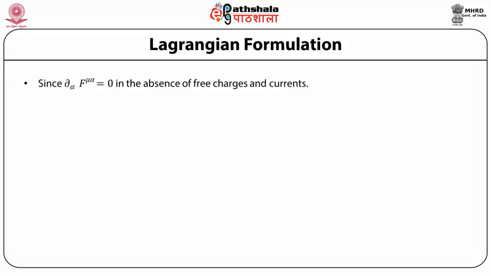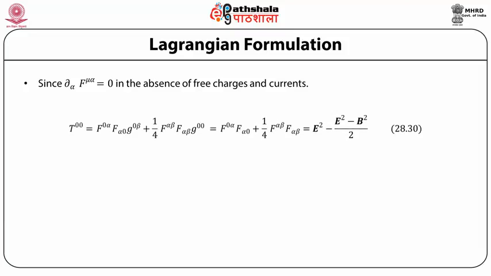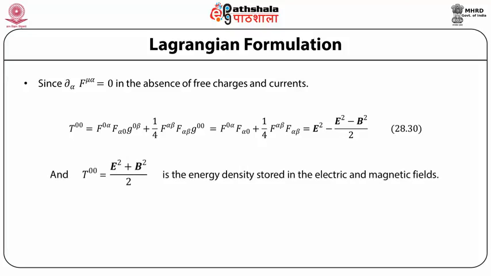Since del alpha F mu alpha is equal to 0 in the absence of free charges and currents, T 0 0 is equal to F naught alpha into F alpha naught into G naught beta plus 1 by 4 F alpha beta contracted with F alpha beta G naught naught. This equals F naught alpha contracted with F alpha naught plus 1 by 4 F alpha beta contracted with F alpha beta, which equals E square minus B square by 2. And T naught naught is equal to E square plus B square divided by 2, the energy density stored in the electric and magnetic fields.